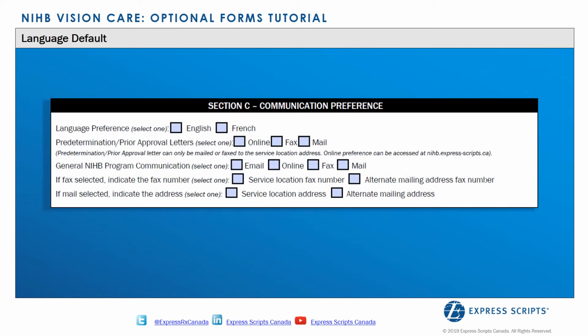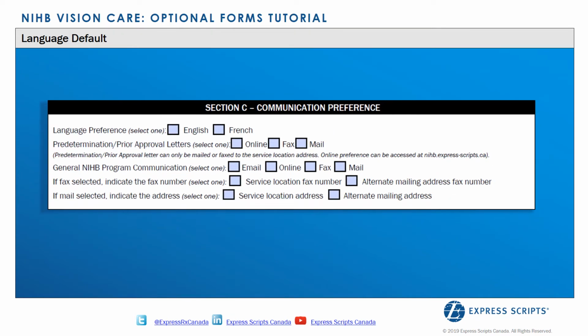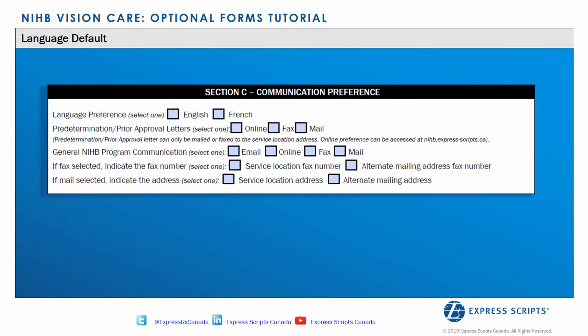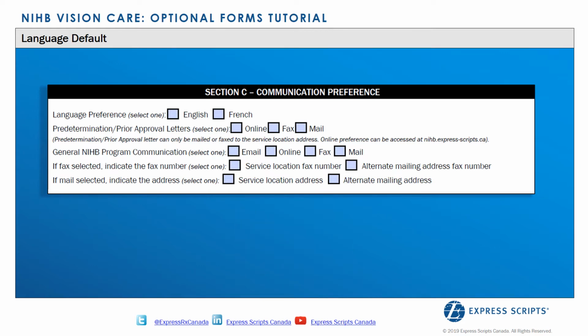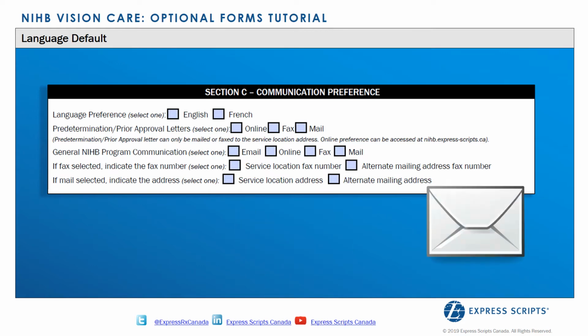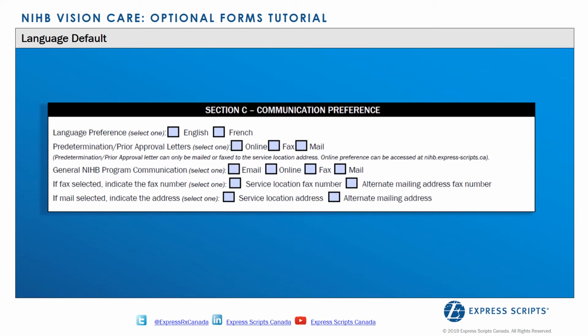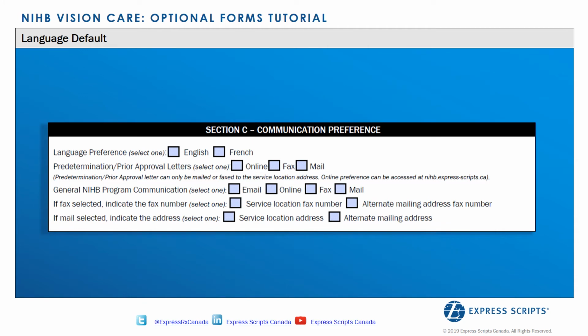If this section is not completed, the provider's communication preferences will default to the following settings. If an email address is provided, the communication preference will default to email. If no email address is provided, but a fax number is, all communication items will be sent via fax. If neither a fax nor email is provided, then the provider's communication preference will default to mail. Language preference will default to the language of the enrollment package. Example, if the provider submits an English form, all communication items will be provided in English.